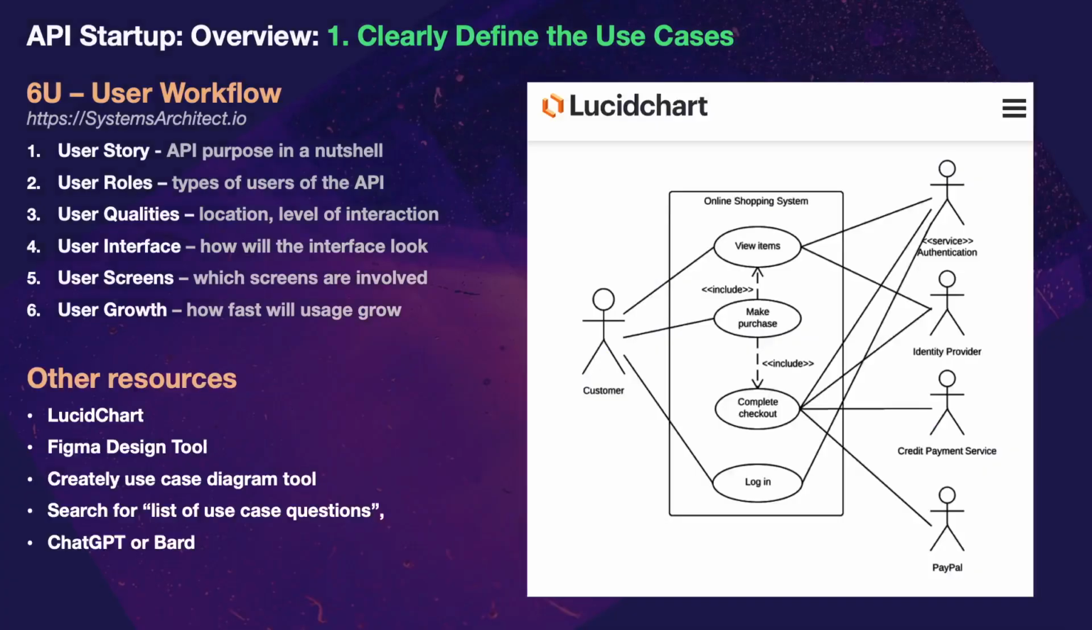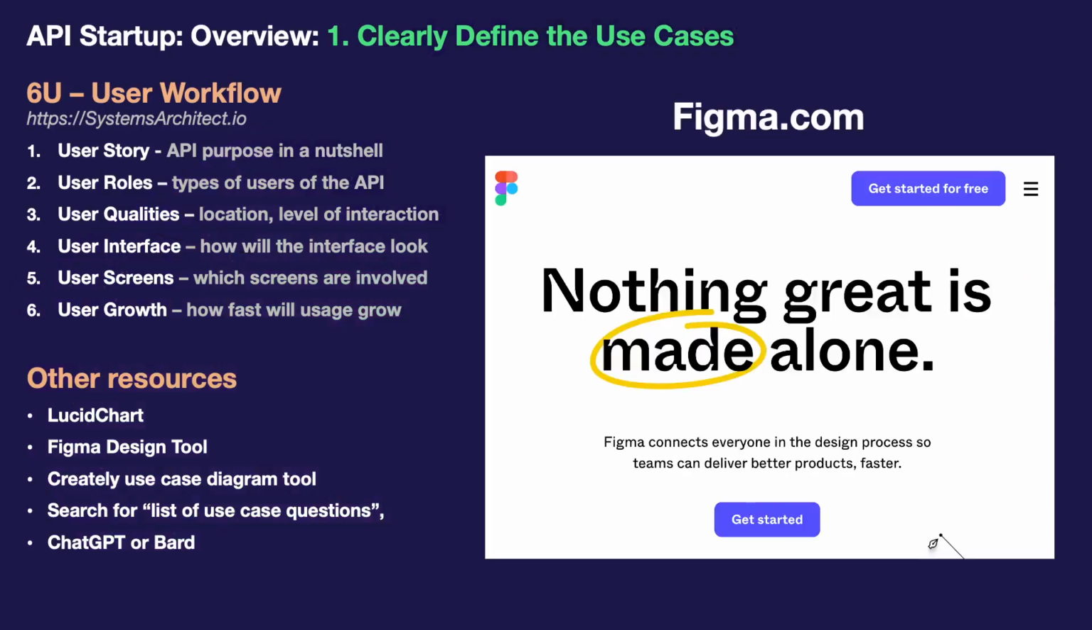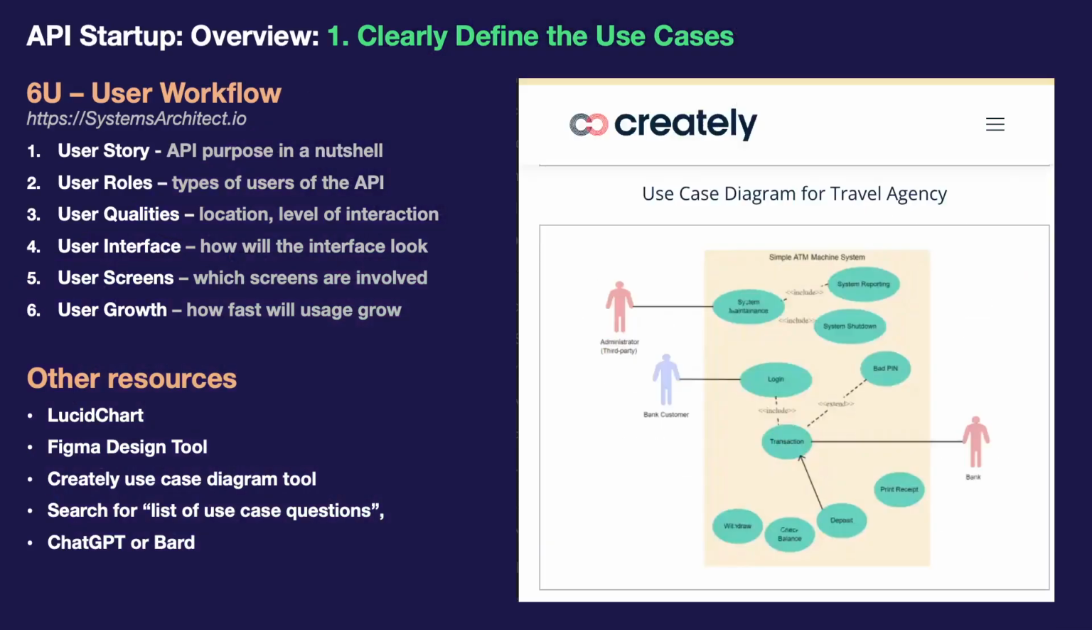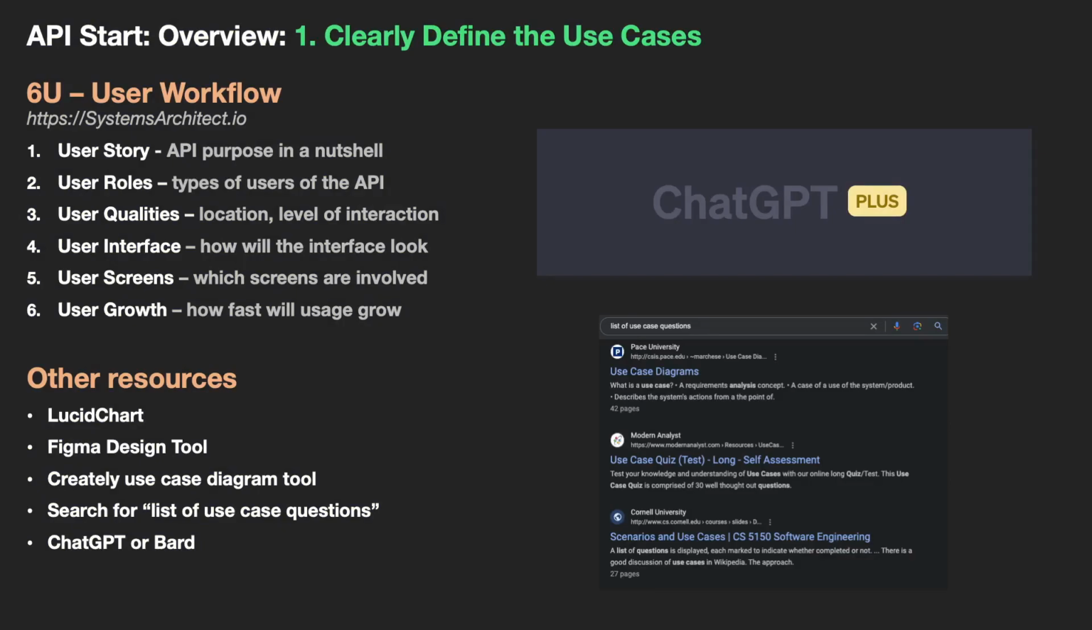There are a variety of resources that can help us define the use cases, but usually some of the tools involved include Lucidchart, Figma Design Tool. There's a website called Creately, which helps you create use case diagrams. You can even do Google searches on lists of use case questions, or even check with ChatGPT or Google Bard.